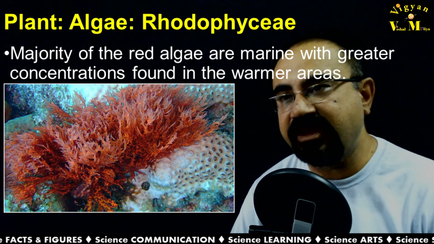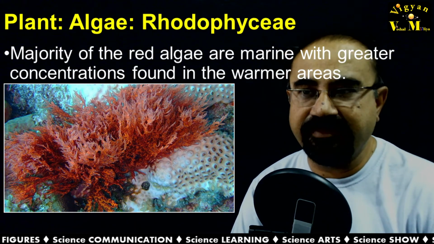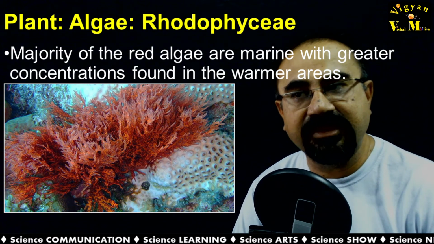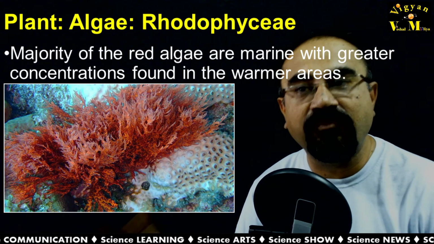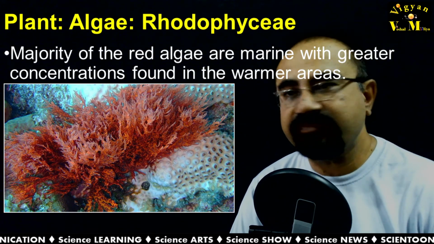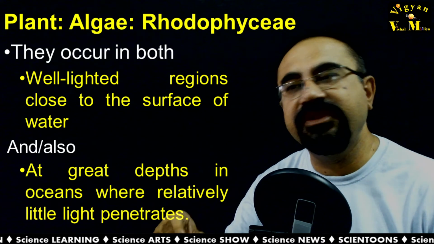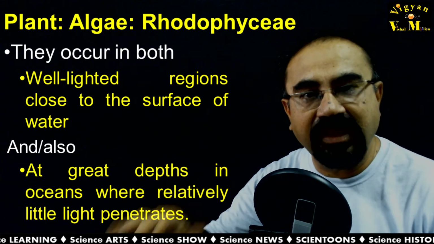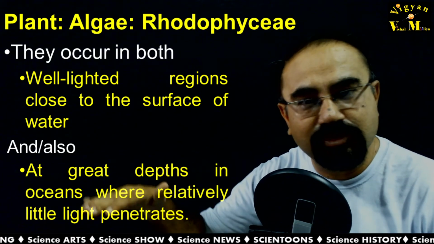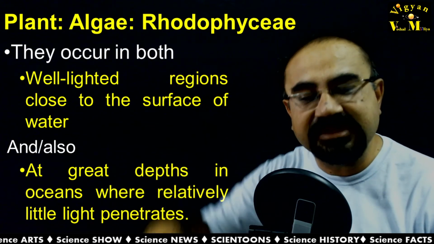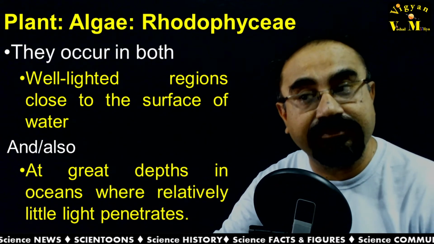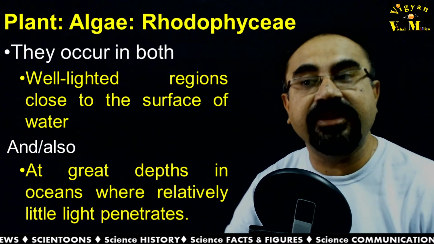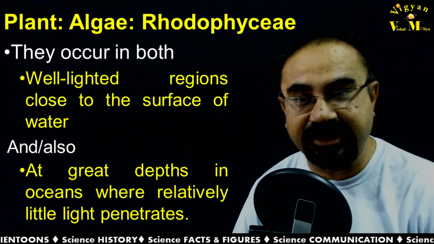Majority of red algae are marine and are found in greater concentration where warm areas are there. They are found in both kinds of regions, well lightened regions very close to the surface, as well as at the greater depth in the ocean where relatively little light is penetrating.